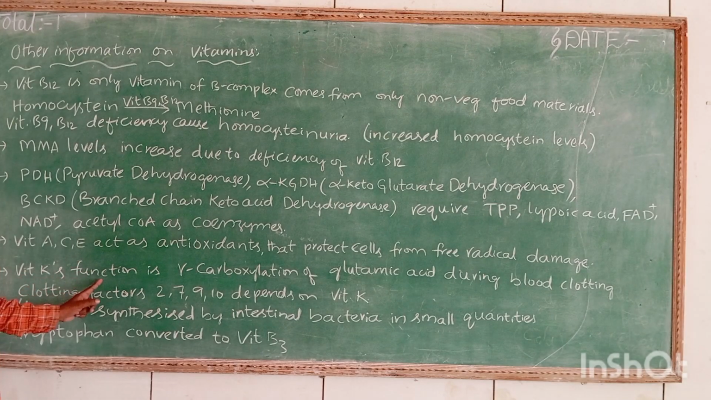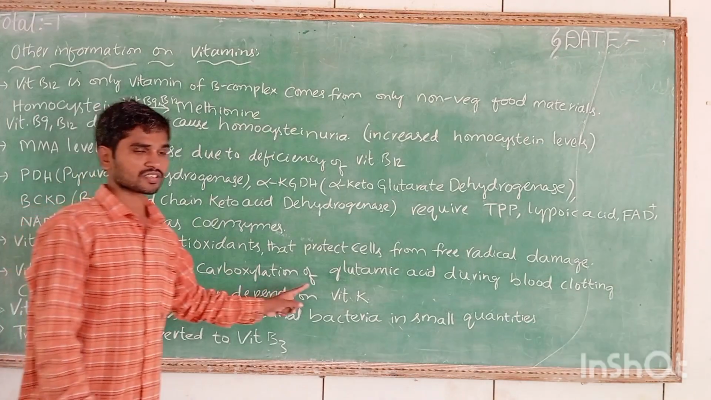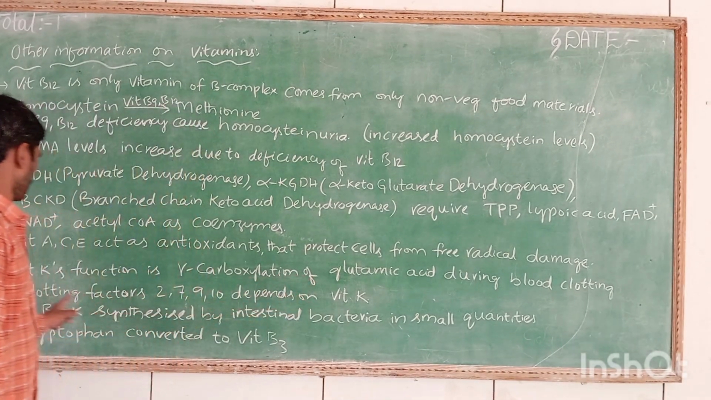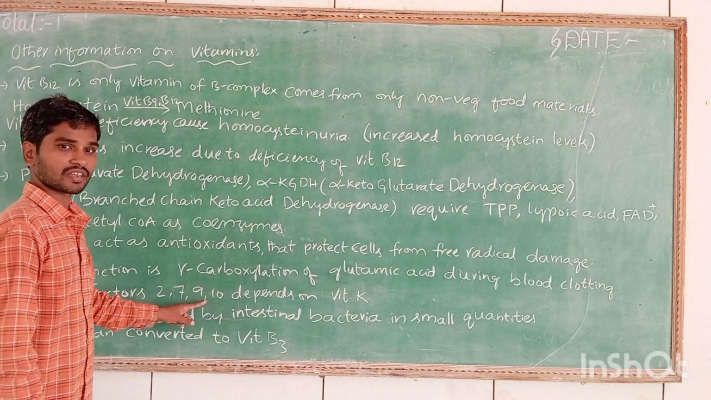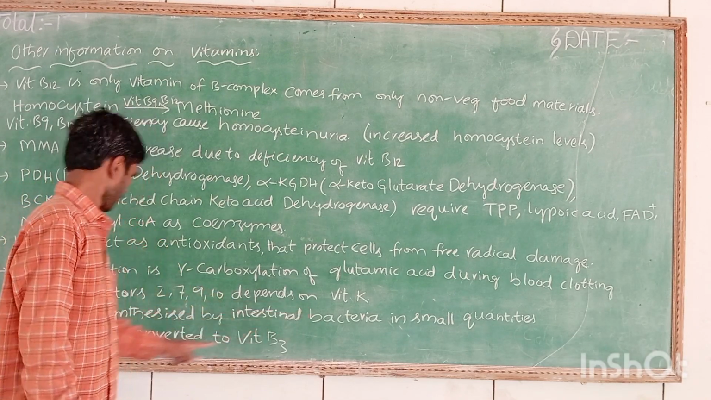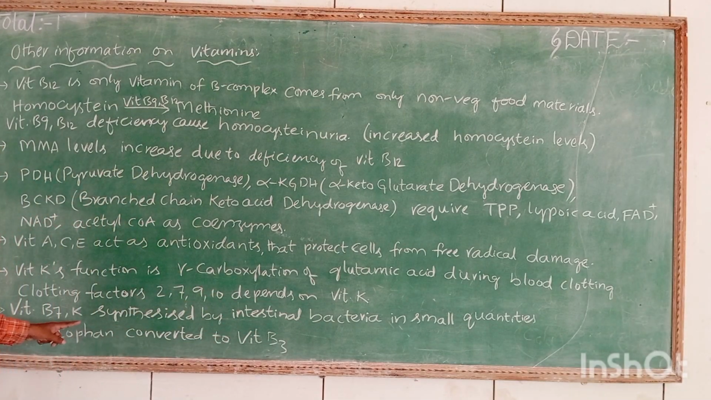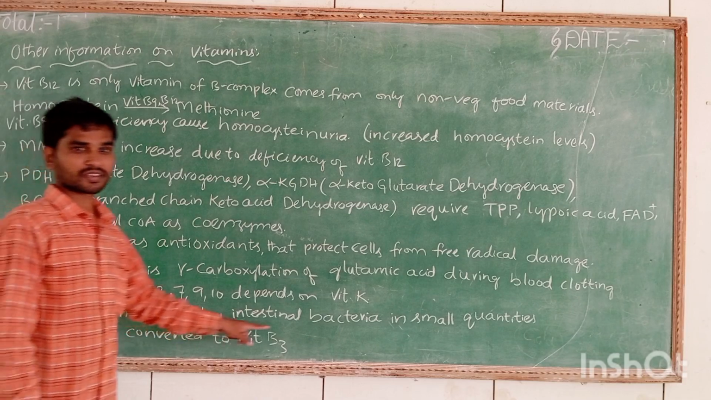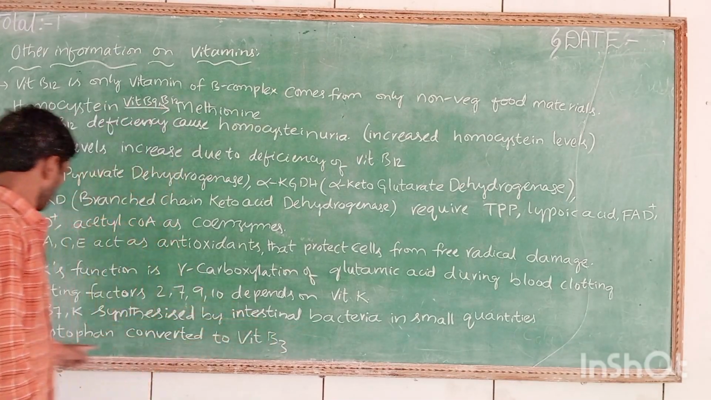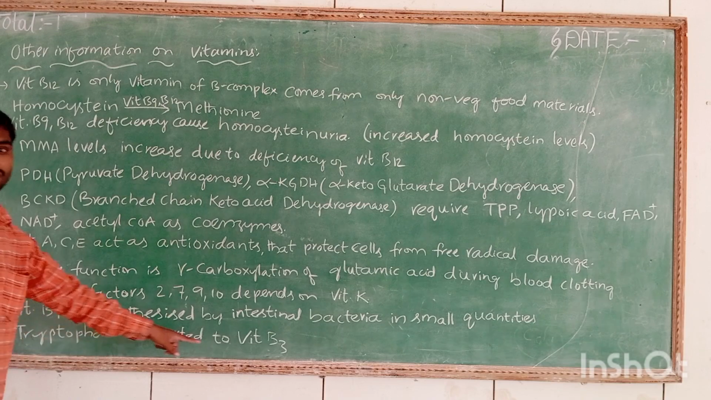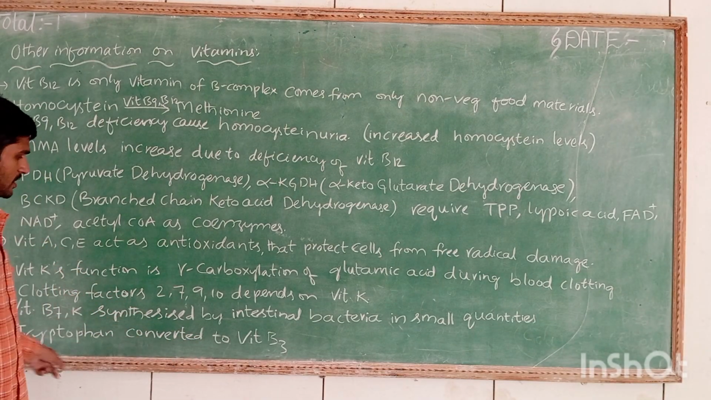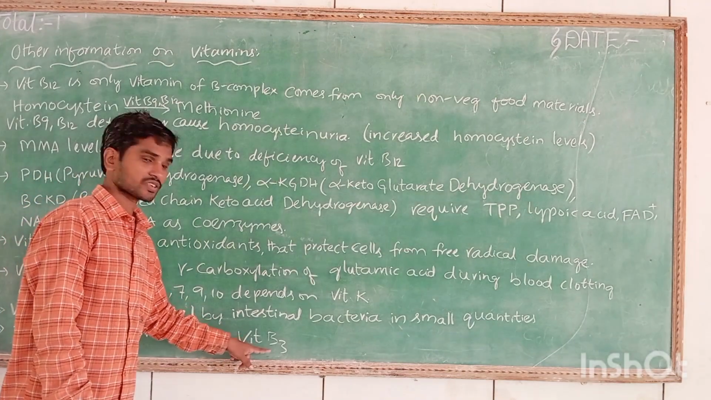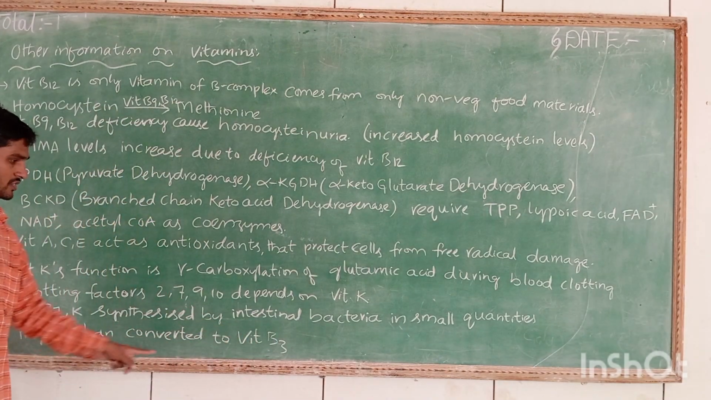Vitamin K's function is gamma carboxylation of glutamic acid residues during blood clotting. Blood clotting factors like factor 2, factor 7, factor 9, and factor 10 depend on vitamin K. Vitamin B7 and vitamin K are synthesized by intestinal bacteria in small quantities. And tryptophan is converted into vitamin B3. You can remember it like that: tryptophan is converted into vitamin B3.